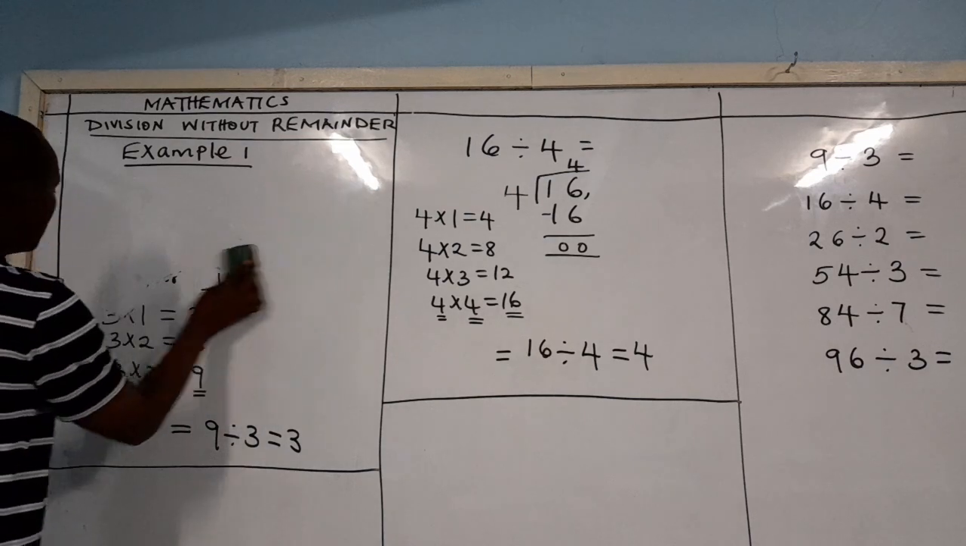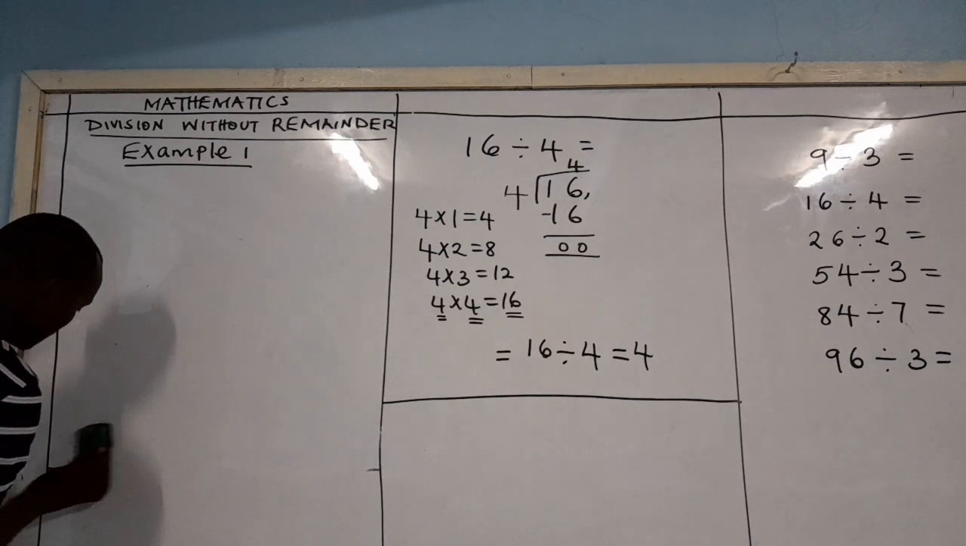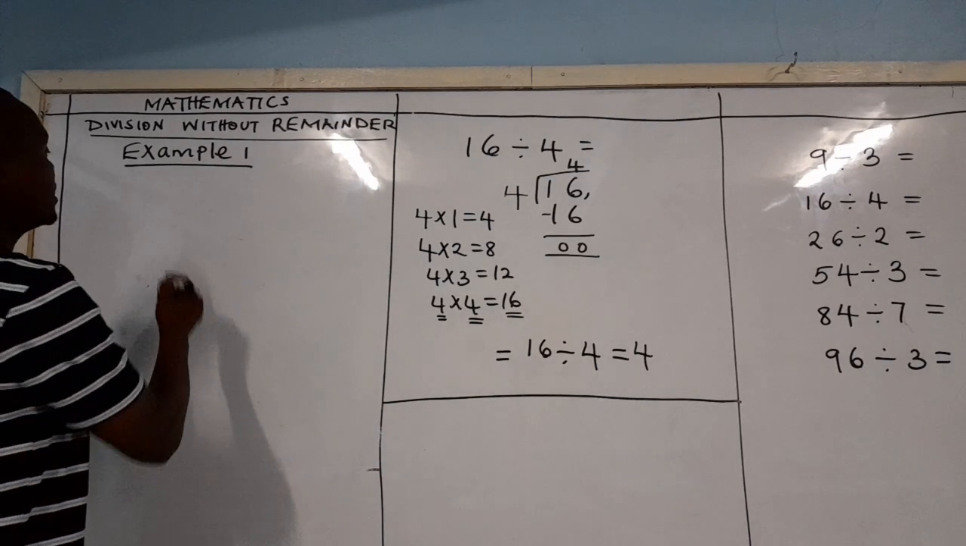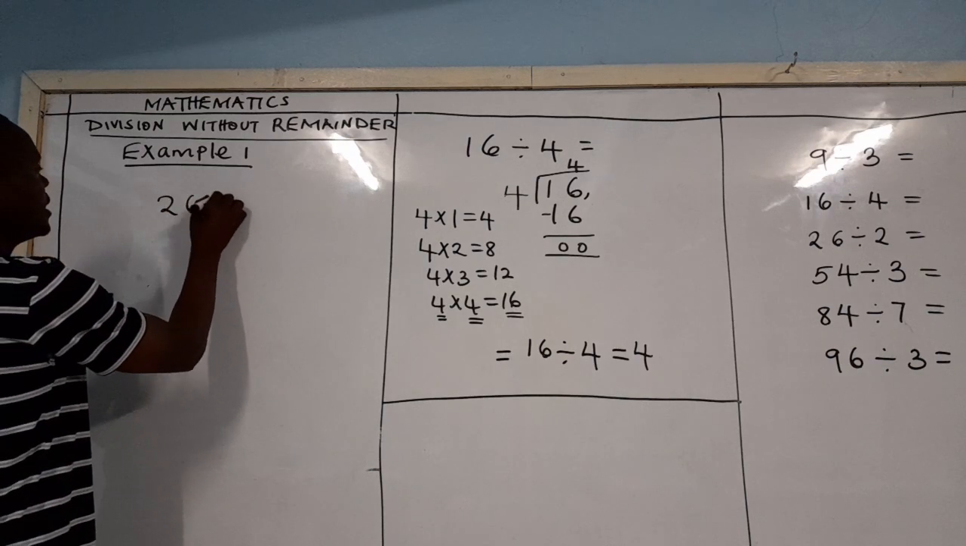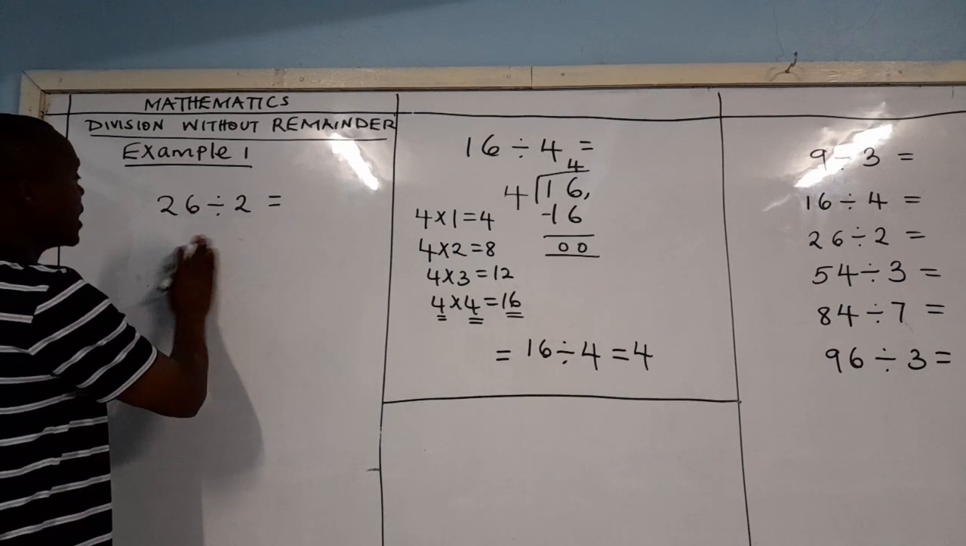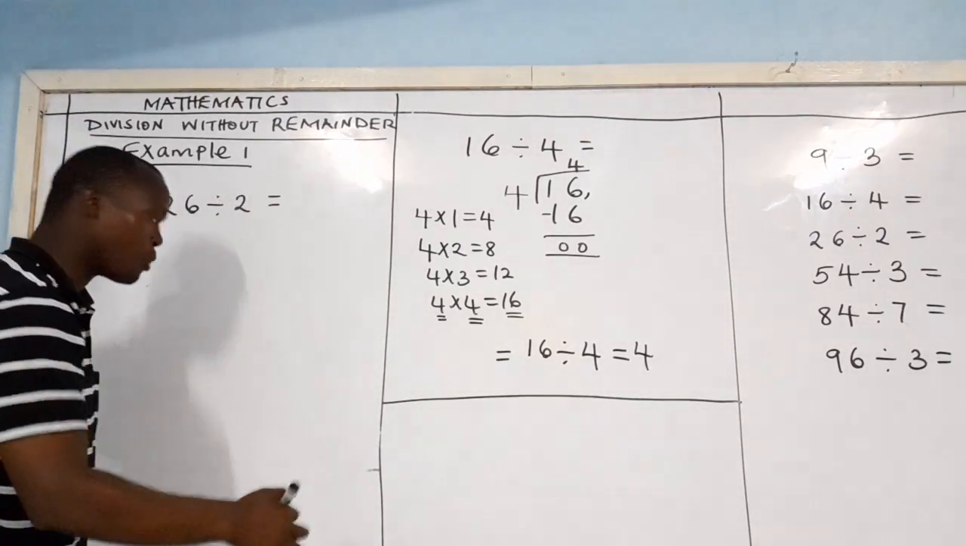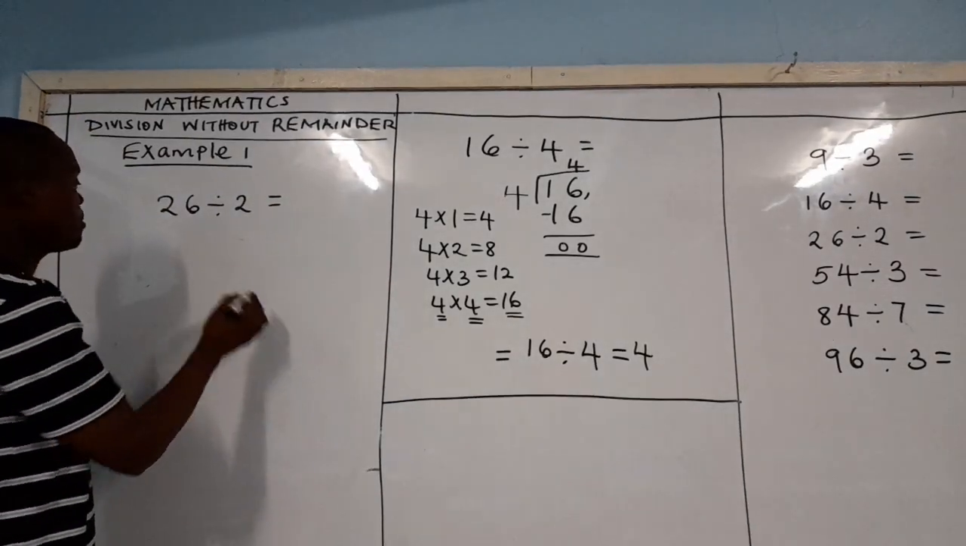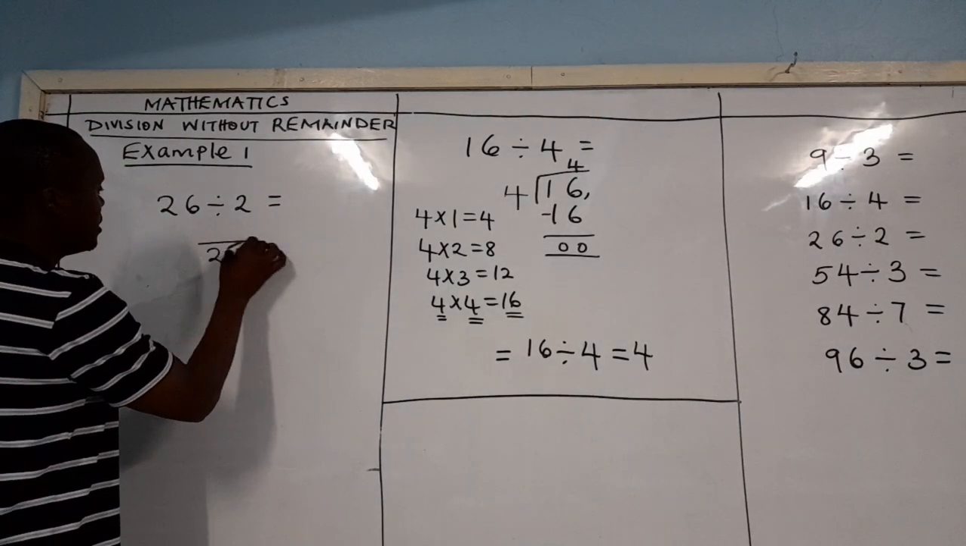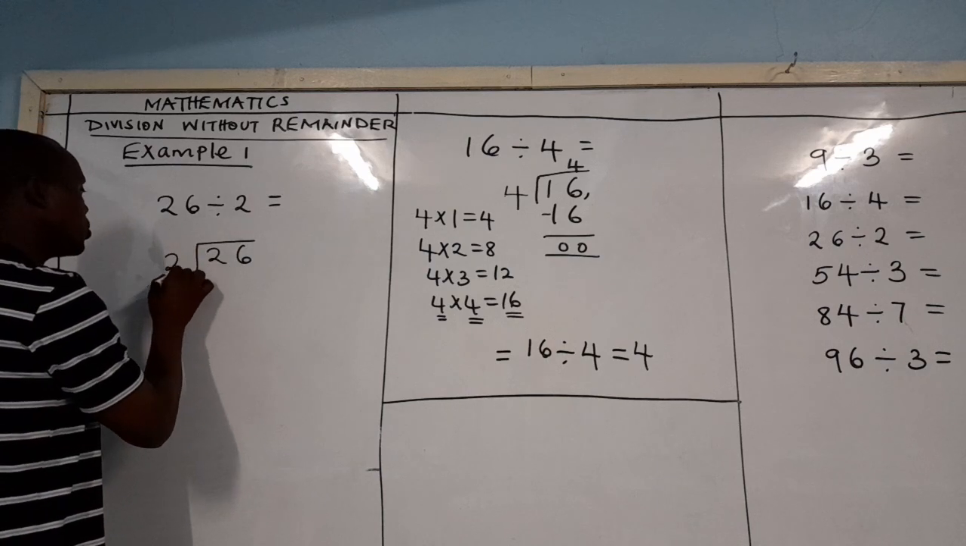Now, with that done, I am going to do the third example on the other end. Now allow me to wrap this side. That is 26 divided by 2 is equal to. Boys and girls, write this going down using the long division method, which is 26 divided by 2.